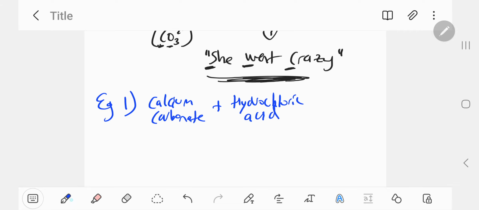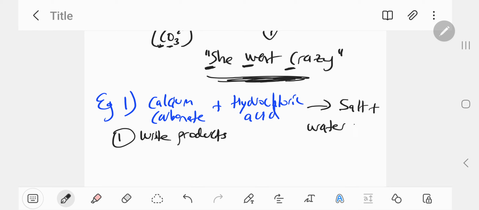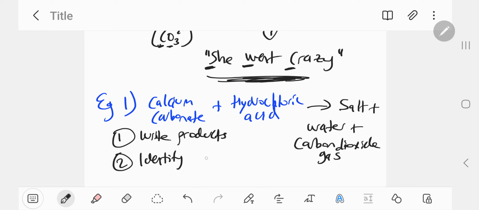Just like before with acid-metal reactions and acid-base reactions, we follow a series of steps. Step 1 is to write down the products. Remember, she went crazy: S for salt, W for water, and C for carbon dioxide. Step 2 is to identify the salts.